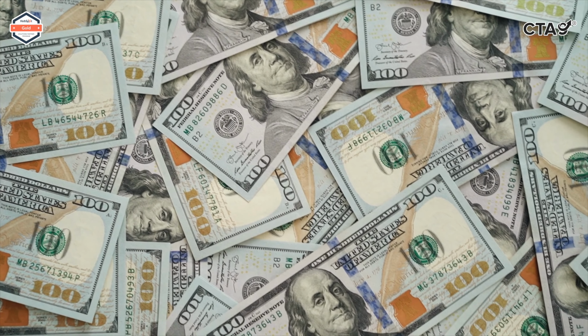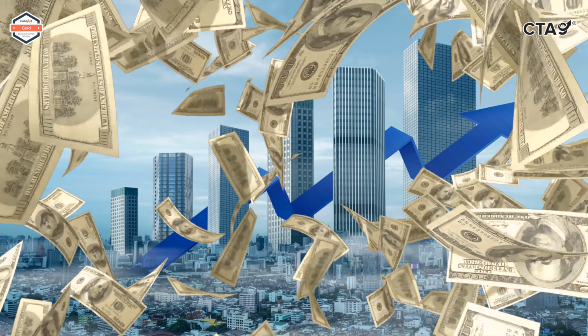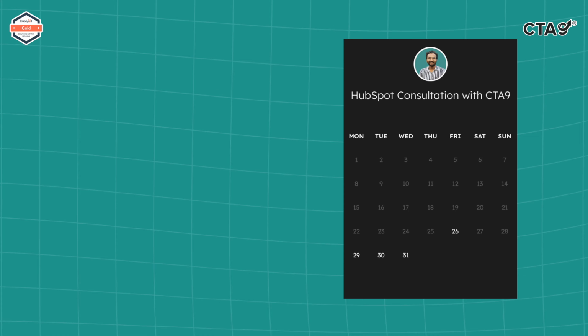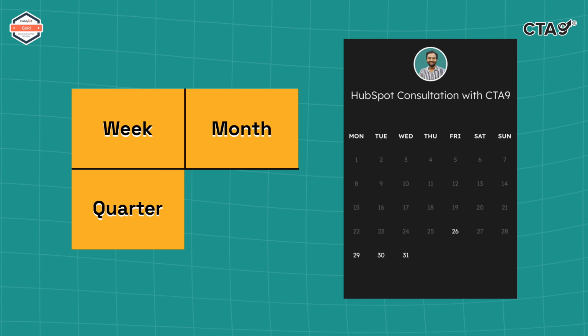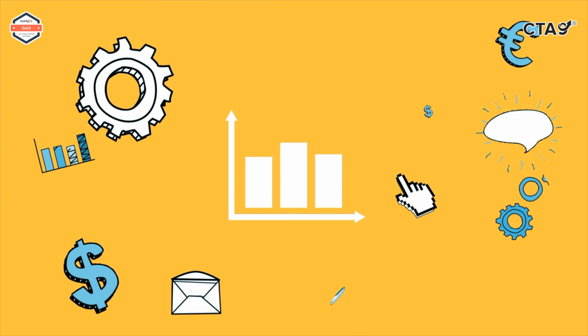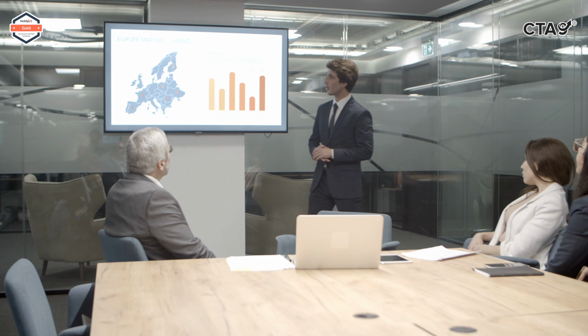It involves predicting the amount of money a company will generate over a specific period, typically broken down by week, month, quarter, or year. In the context of HubSpot, revenue forecasting leverages the CRM and sales tools to create accurate and data-driven projections. Now, the next question that might arise: how can you set up forecasting inside HubSpot?